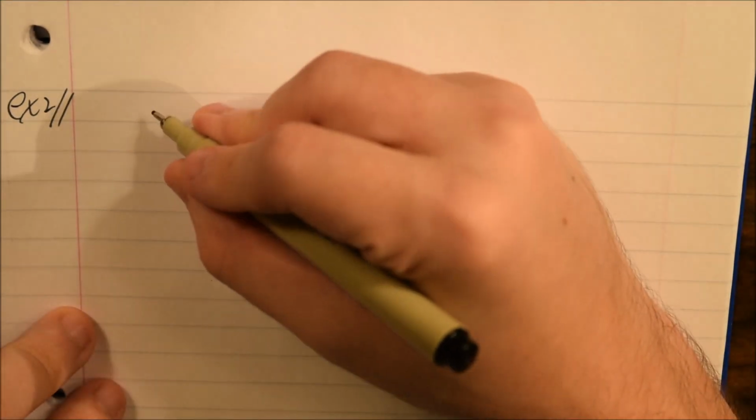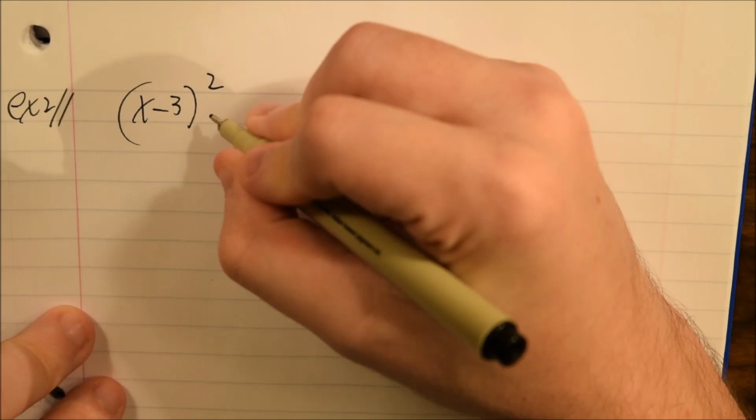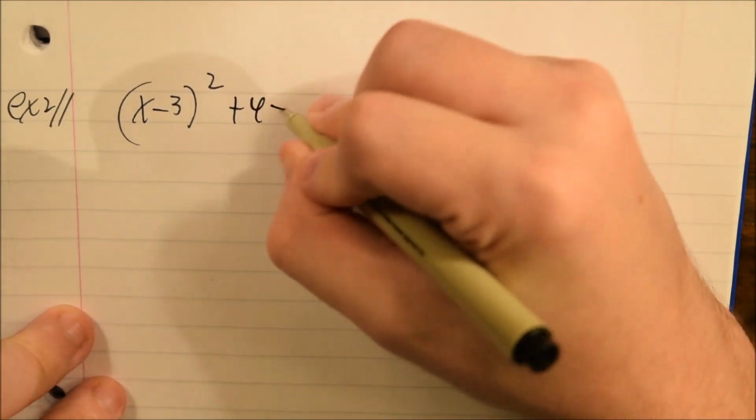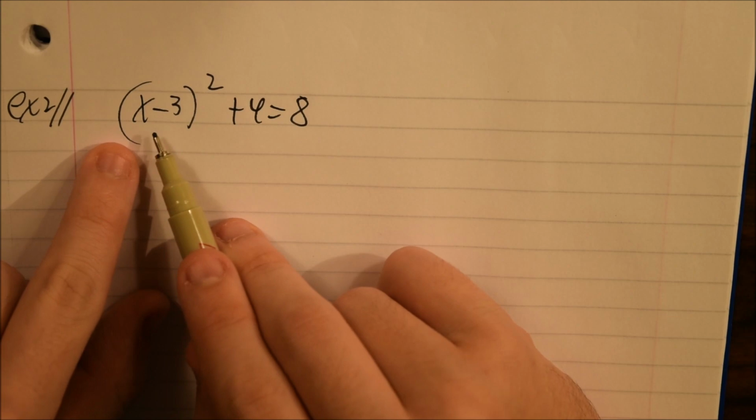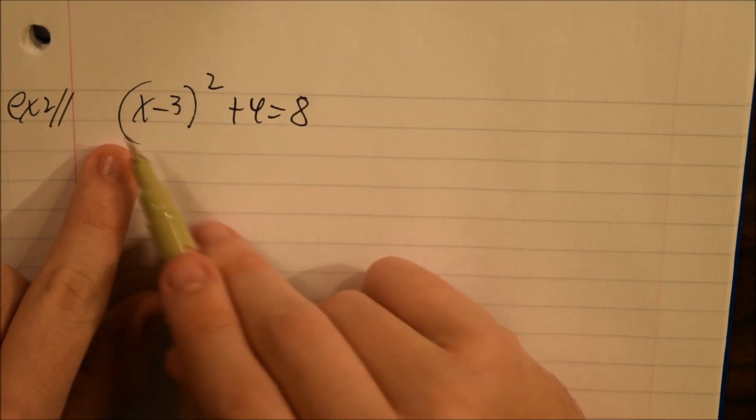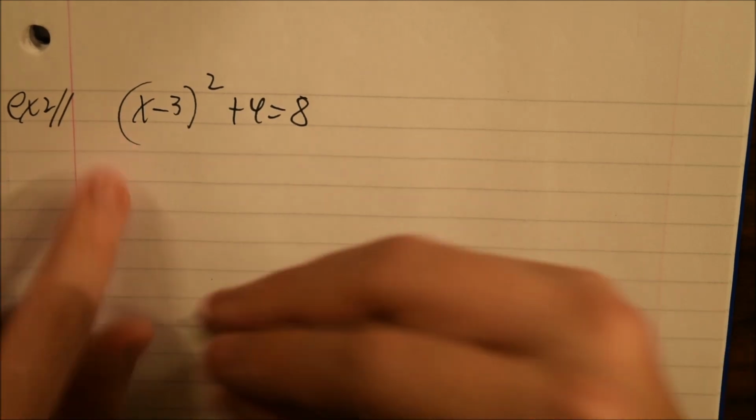Alright, so now we're going to look at example 2. And that's going to be x minus 3 squared plus 4 equals 8. Now, step 1, I want to isolate the squared term. Now, I don't have just an x squared, I have an x minus 3 squared, but I still want to isolate this whole thing right here. So what I'm going to do is subtract 4 from both sides.